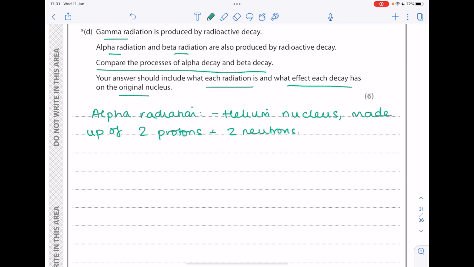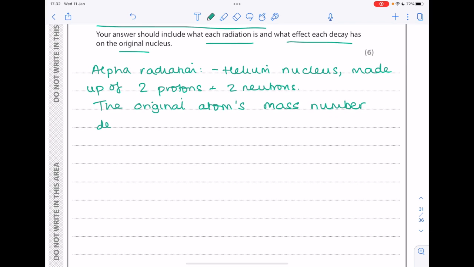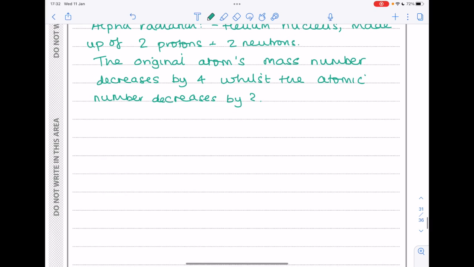So what effect does each decay have on the original nucleus? The original atom's mass number decreases by 4, whilst the atomic number, which is to do with the proton number, decreases by 2. So that's enough for alpha radiation.